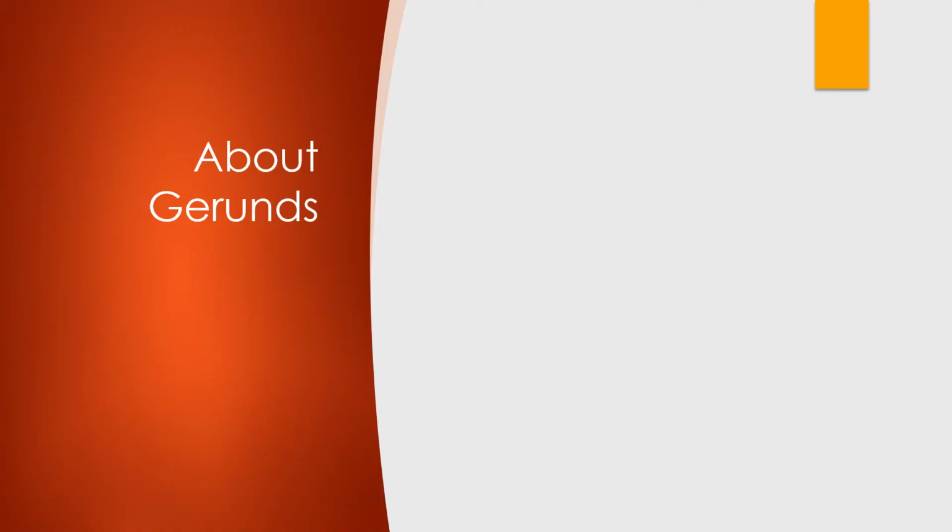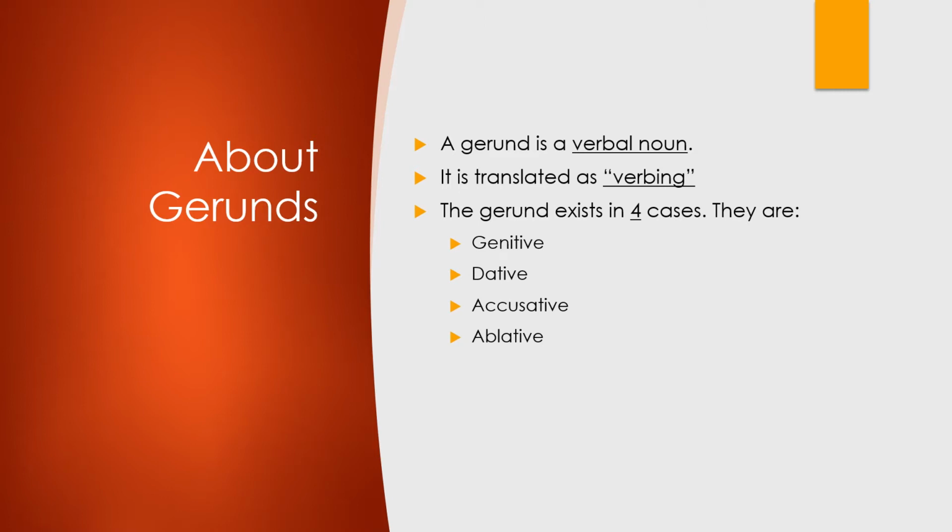First, we're going to talk about gerunds. A gerund is a verbal noun. This means that it is a verb that is acting in place of a noun in a sentence. Generally speaking, we're going to translate a gerund as verbing, just adding an ing. There are going to be some exceptions to this, but as a good starting point, that is an easy way to translate these. The gerund exists in only 4 cases.